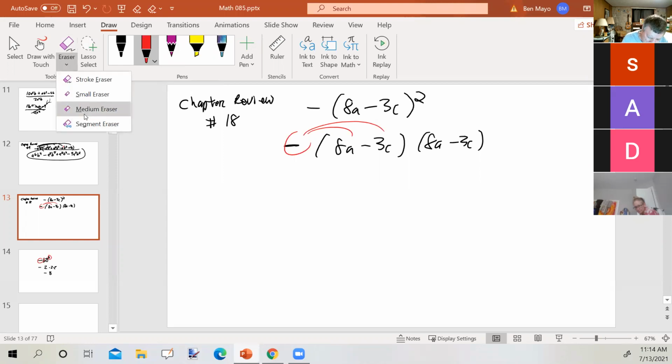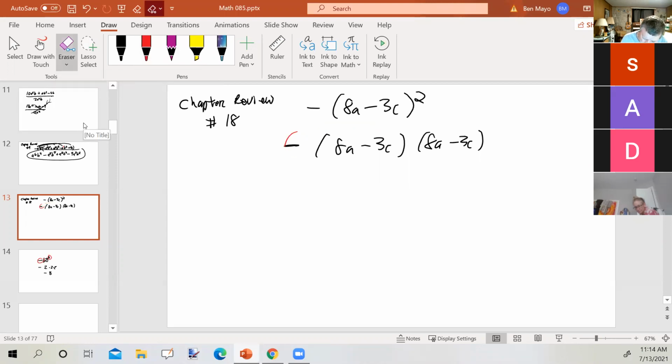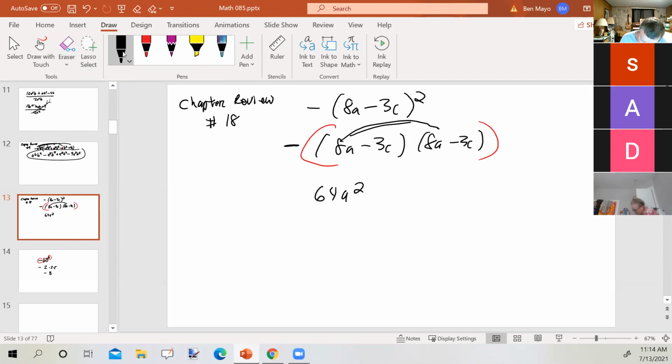Okay, so now I want to undo my negatives. So I'm going to do this first. Okay, so that's going to be 64a squared minus 24ac minus 24ac plus 9c squared.